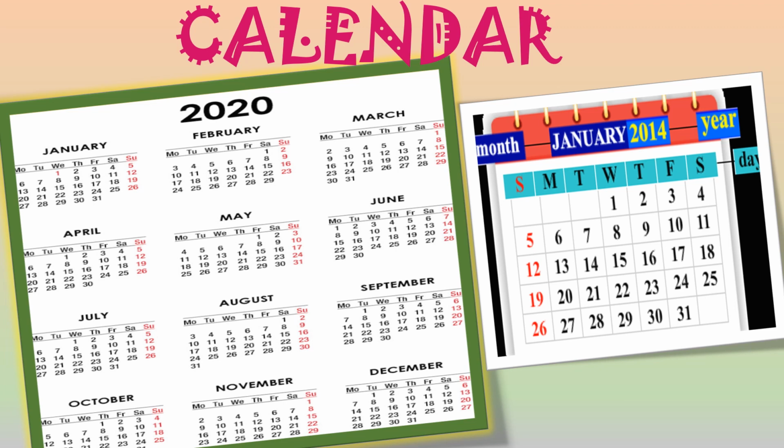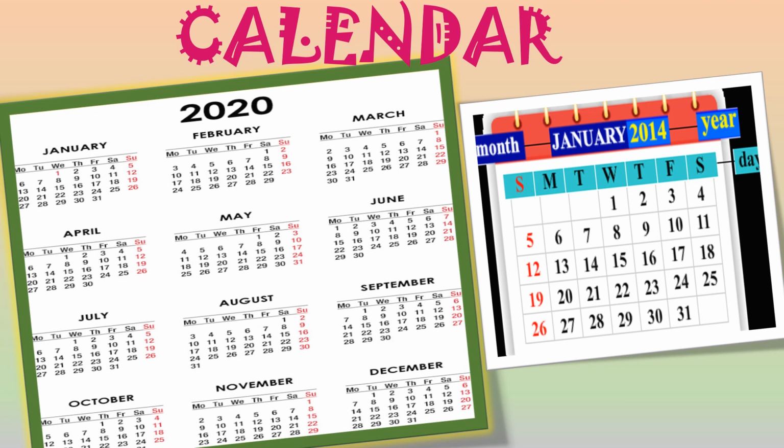A calendar is a very important tool in our everyday lives. It allows us to keep track of the days, weeks, months and years. Generally, a calendar is for 1 year, from January to December. It is divided into 12 months. Each month is divided into weeks.